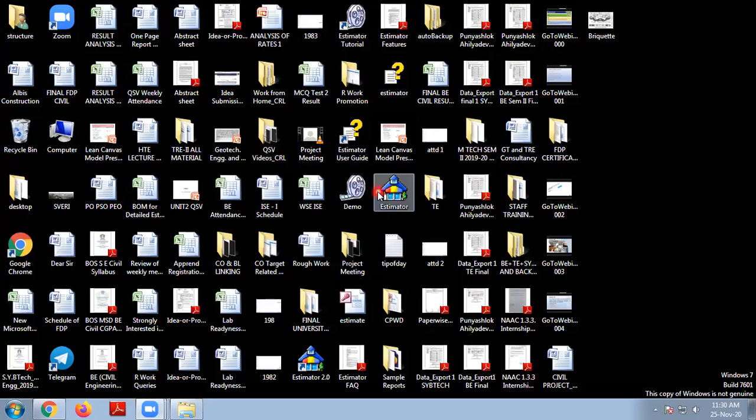If you have a laptop or a computer with you in future, please download Estimator 2.0. You can see my pointer which I am scrolling. Estimator 2.0 is free version software. You can download it from the internet. If you find difficulty, I will share this software with everyone. It's a free and very handy software as far as quantity estimation is concerned.